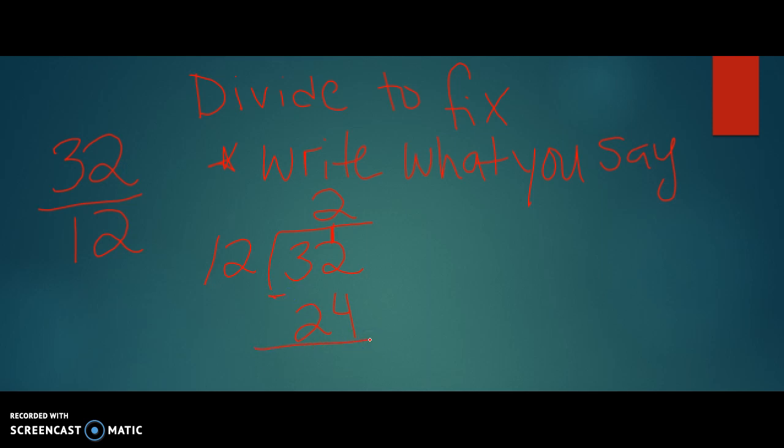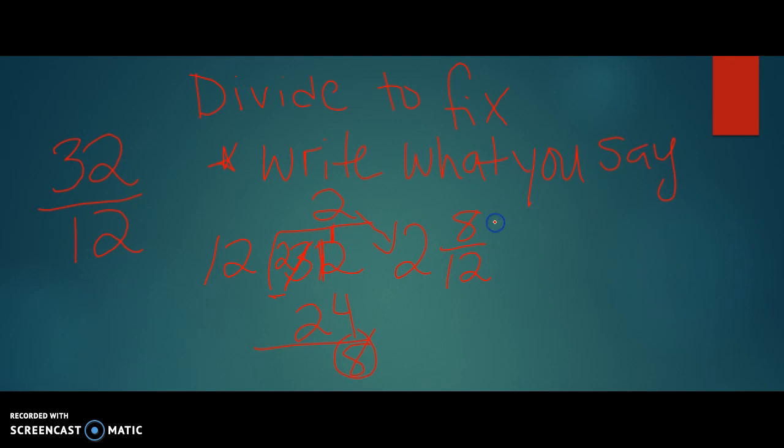So 12 times 2, 24. Subtract. I cannot take 4 from 2, so I need to regroup. This 3 becomes 2. My 2 over here becomes 12. So 12 minus 4: 11, 10, 9, 8. My remainder is 8. Remember, my remainder becomes the numerator, and keep the same denominator. And do not forget about that whole number. I'm not done. I need to see if I can simplify.